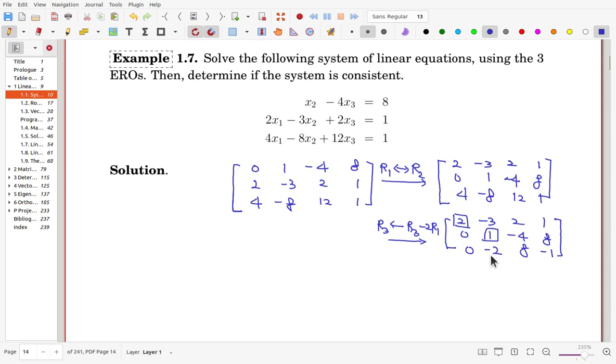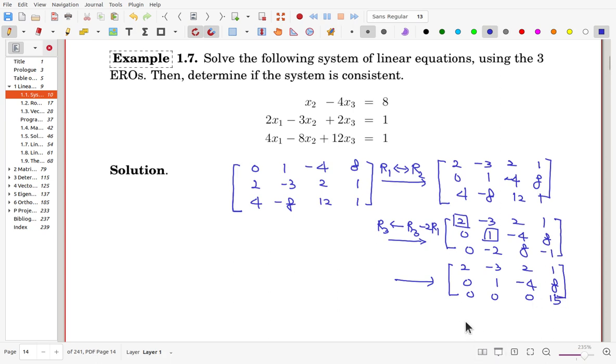Now we have to eliminate this row portion. How? Just twice is added. Then here 2, minus 3, 2 and 1. The first and the second row will not be changed: 0, 1, minus 4 and 8, and then twice added, then 0, 0, 0, and the last one is now 15. Right?